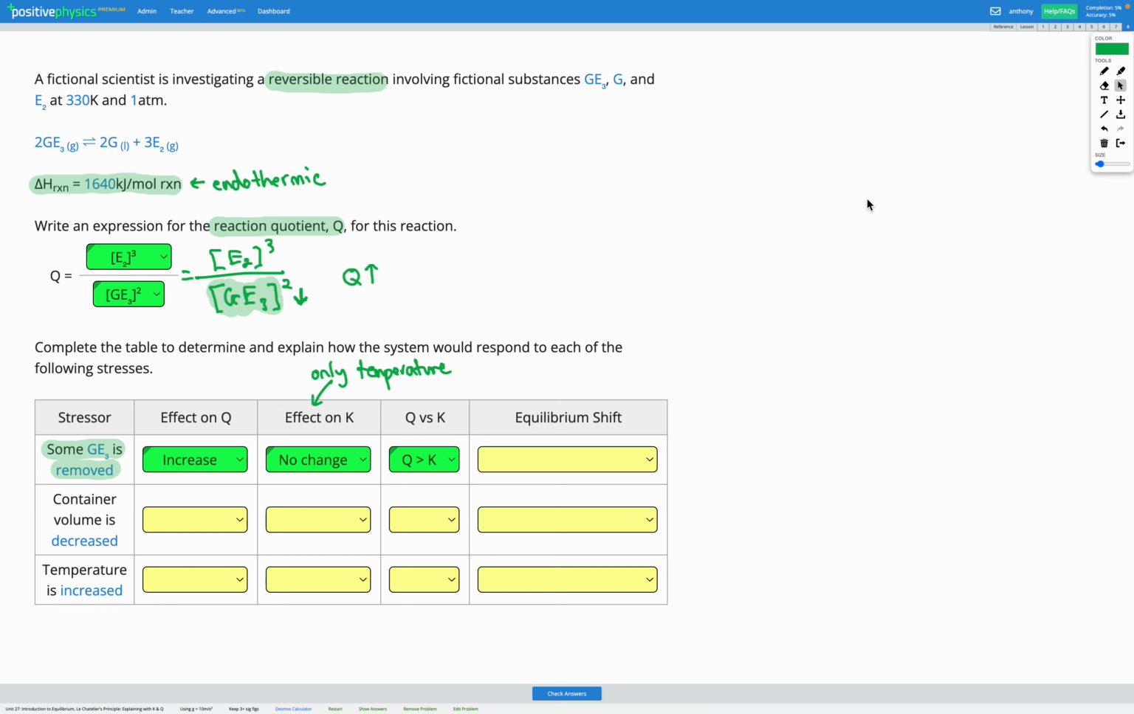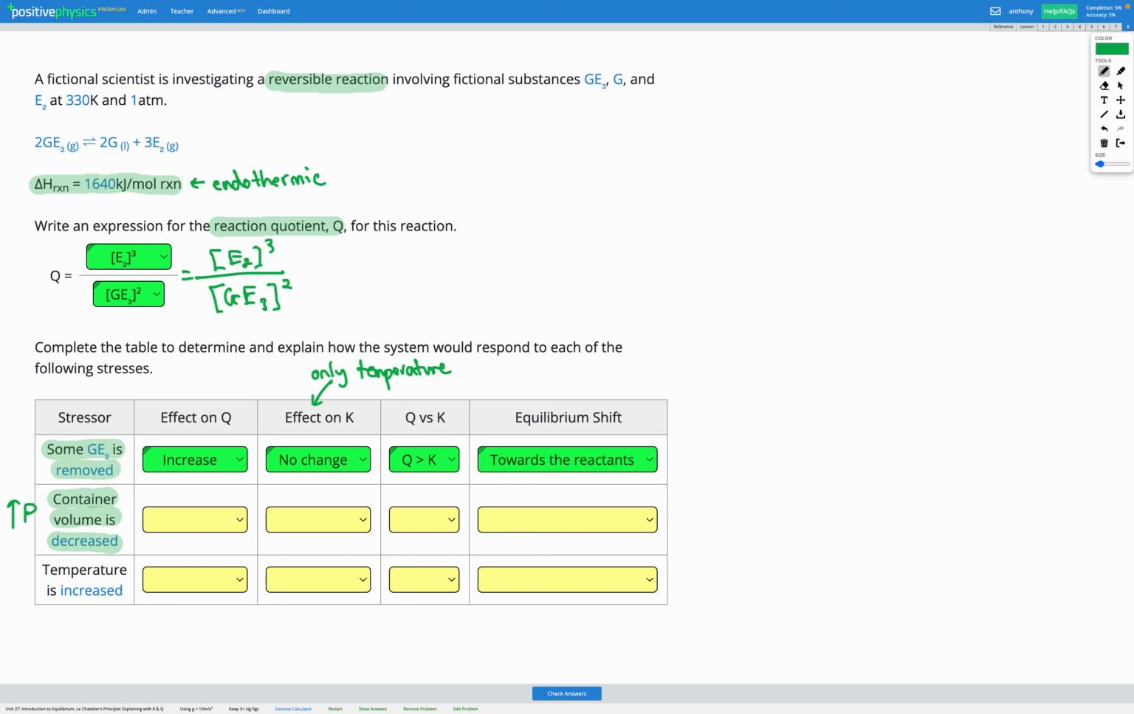So in order for that to happen, our reaction is going to have to proceed in the backwards direction towards the reactants. So which way will the equilibrium shift? It's going to shift towards the reactants. What about if the container volume is decreased? So if we decrease the volume of the container, that means we're going to increase the pressure in the container.